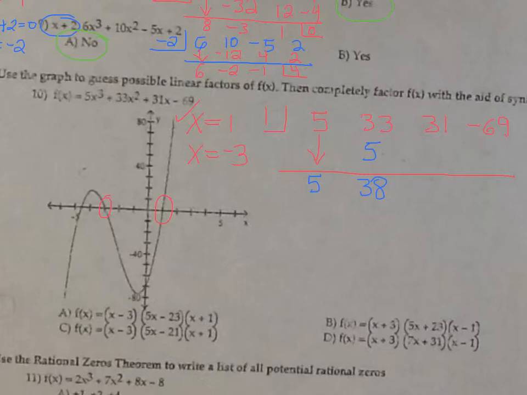38 times 1 is 38. 38 plus 31 is 69. 69 times 1 is 69, and combined with the -69, it's 0. And we already know that it was a 0 and had to be a 0 because it's passing through that number. Okay, that's one of the zeros.